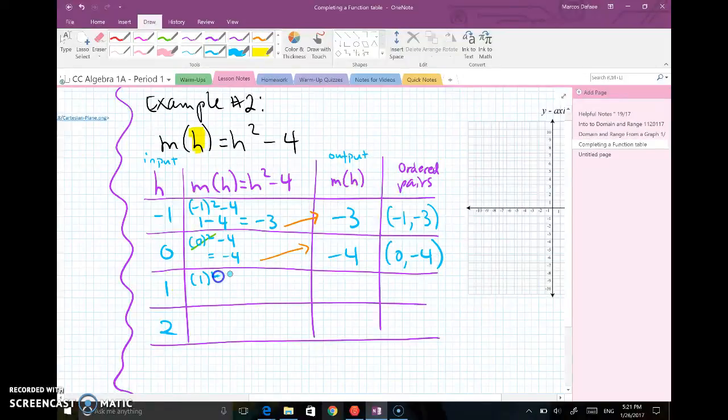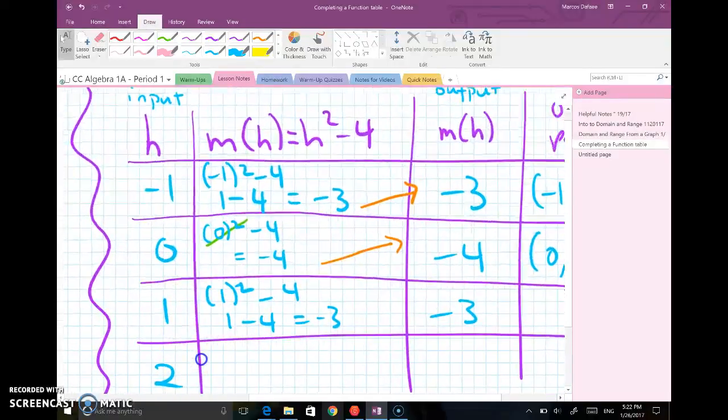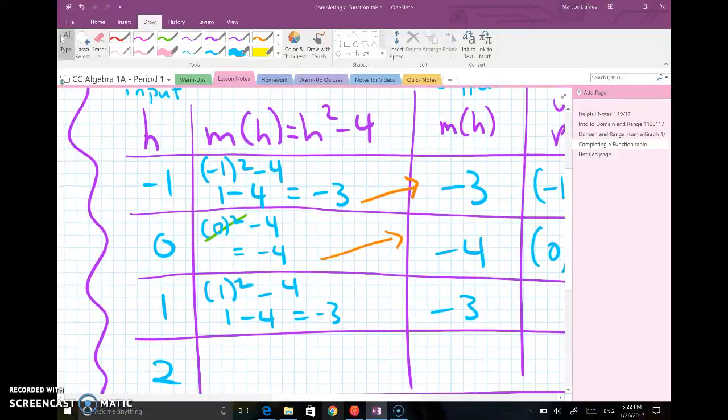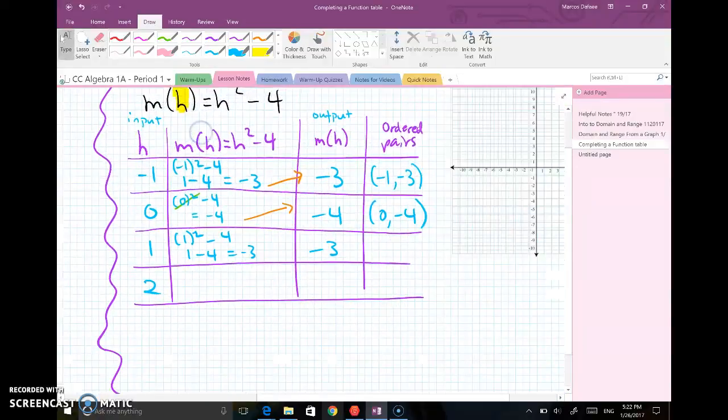With the 1, it's 1 squared minus 4. This becomes 1 times 1, which is 1. 1 minus 4 is -3. That goes here. Wait, hang on. I have two -3s for an output. Oh, let me see. My inputs, however, are -1 and +1. Curious. I wonder what that means. Well, we'll find out when we get to the graph. So anyway, moving on. This is 1, -3.